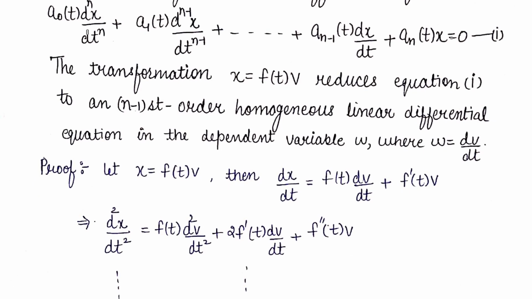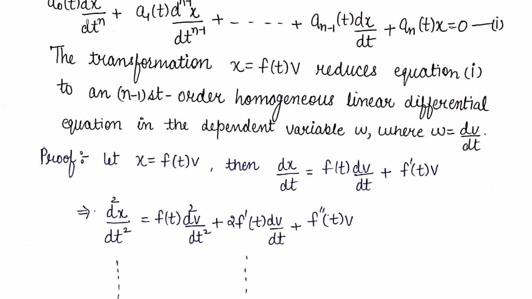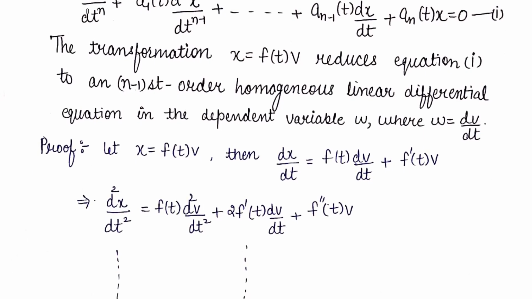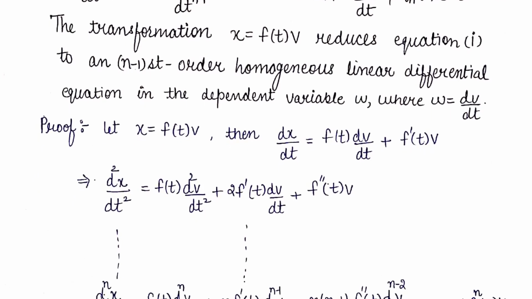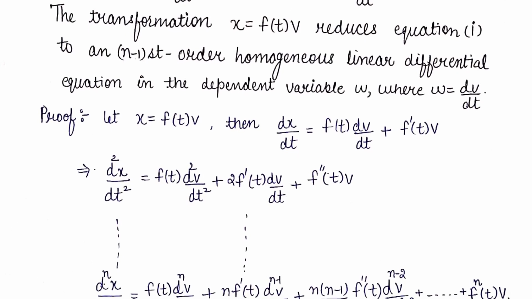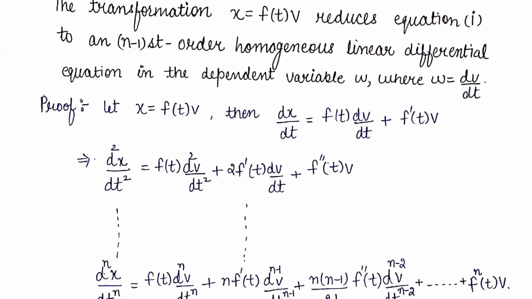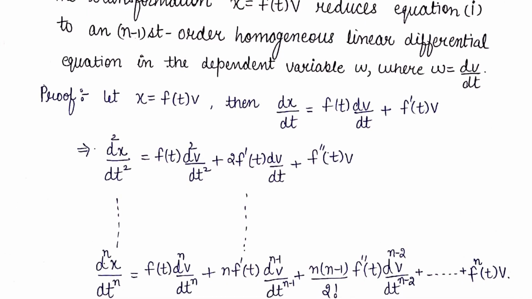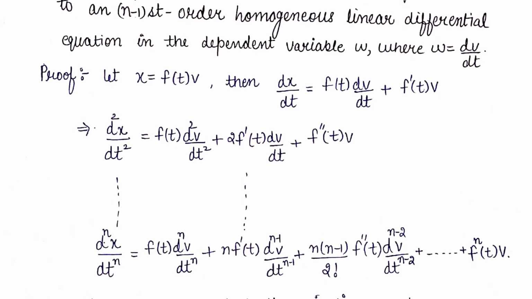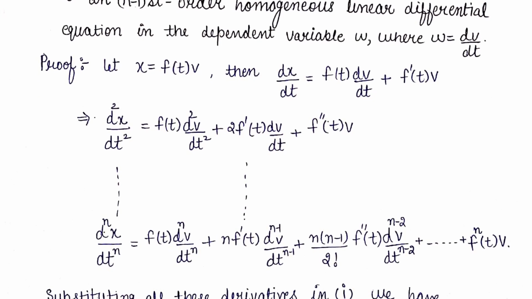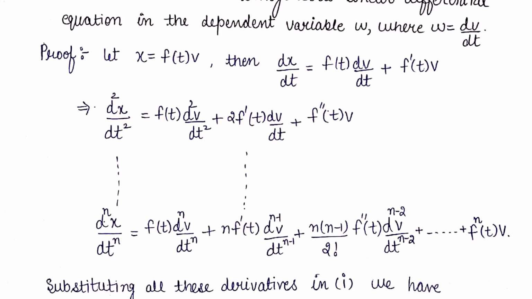For a given non-trivial solution f(t) of the nth order linear differential equation, which I marked as 1, with the help of the transformation x is equal to f(t)v, we can reduce equation 1 to an (n minus 1)th order homogeneous linear differential equation in the dependent variable w, where w is dv by dt. So let's see the proof.